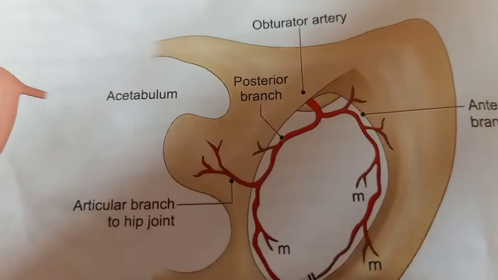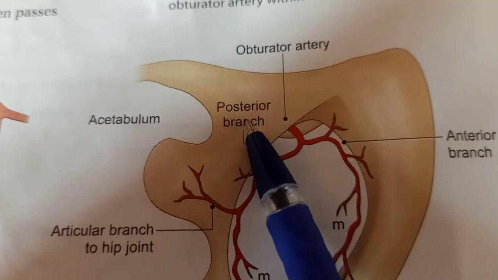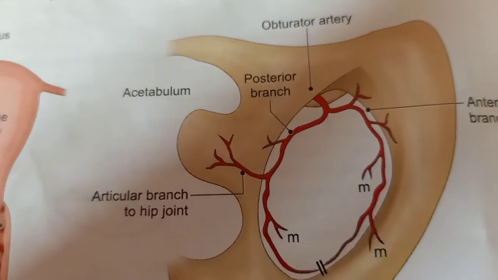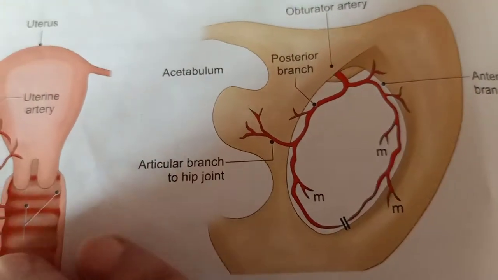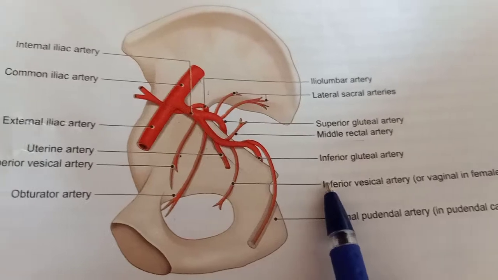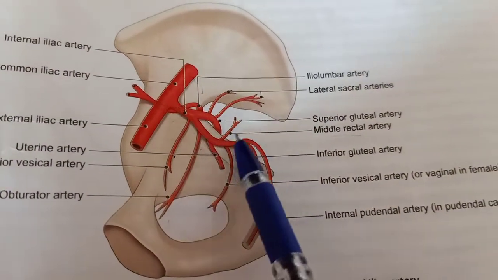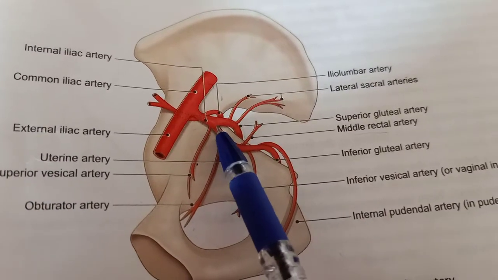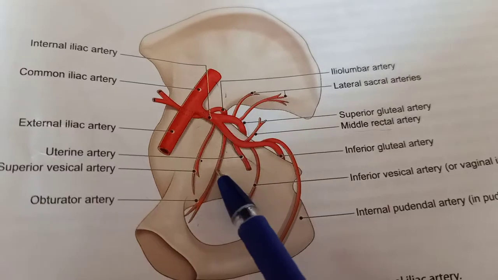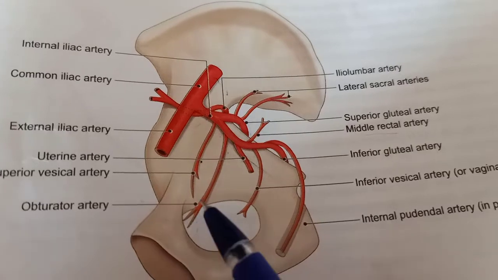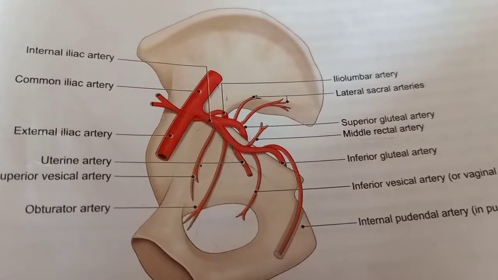Now it is leaving the pelvis through the obturator canal. But within the pelvis, the obturator artery gives branches to the urinary bladder. Here is one more diagram of the obturator artery. You can see it arising from the anterior trunk; this is the posterior trunk, this is the anterior trunk. It goes down the lateral wall of the pelvis and reaches the obturator canal, where it divides into anterior and posterior branches.